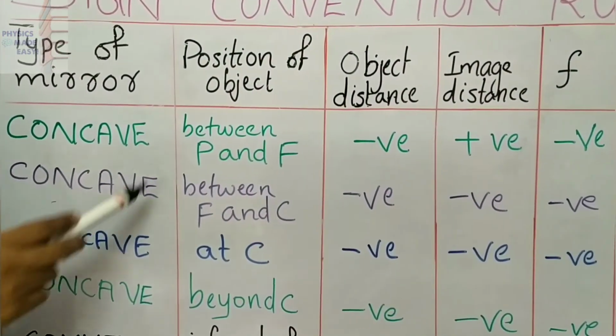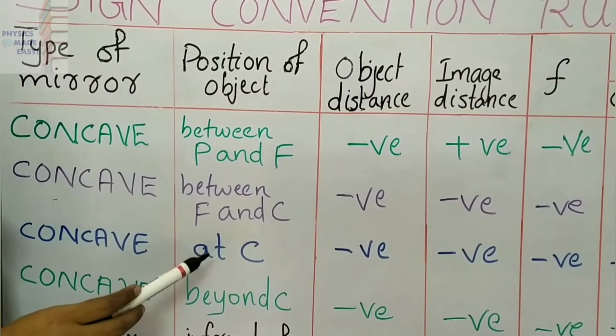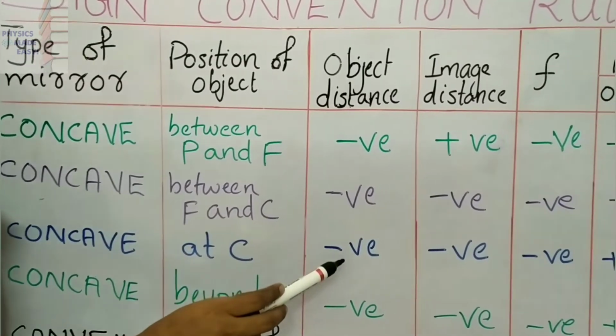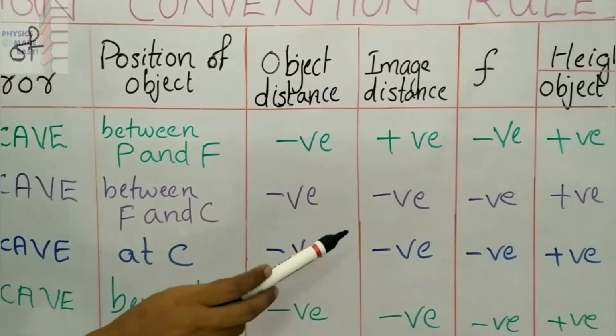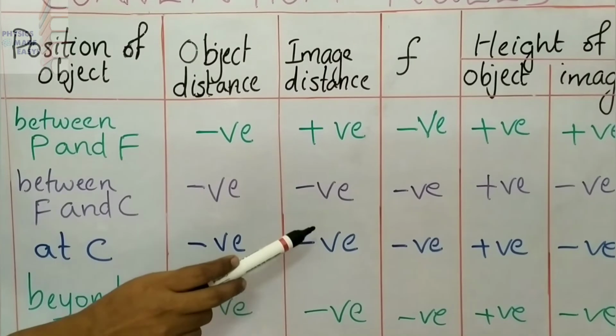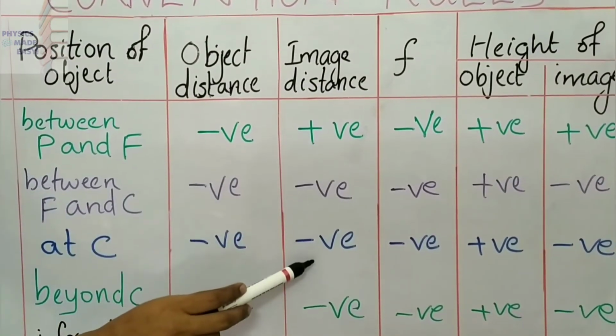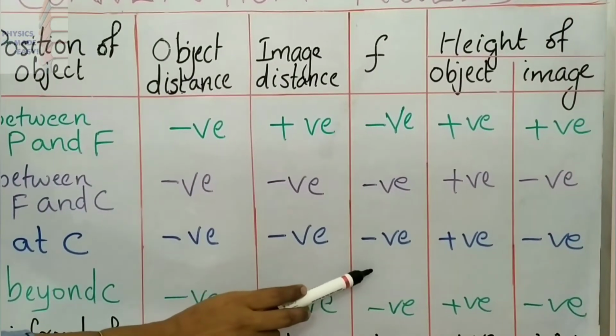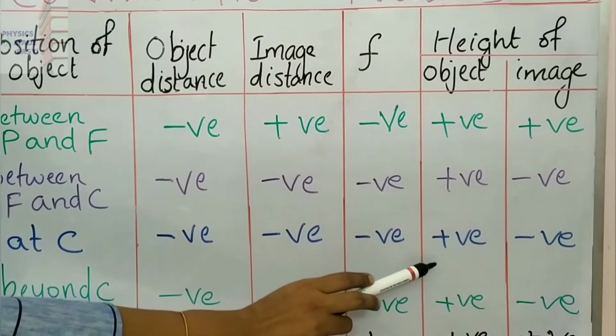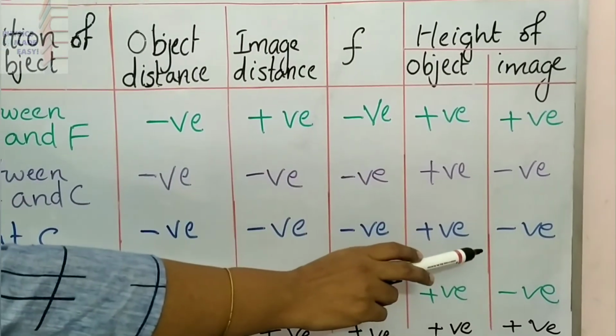Concave mirror again. There you have to place the object at the center of curvature. Object distance will be negative. At C only you will get the image. So that time image distance will be negative. Focal length will be negative. Height of the object will be positive and height of the image will be negative.